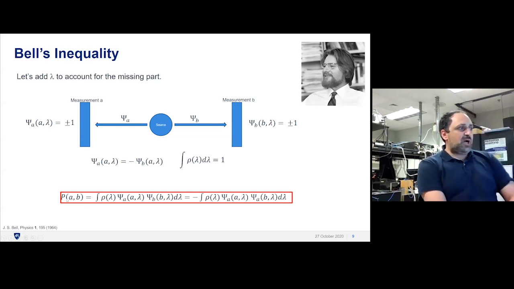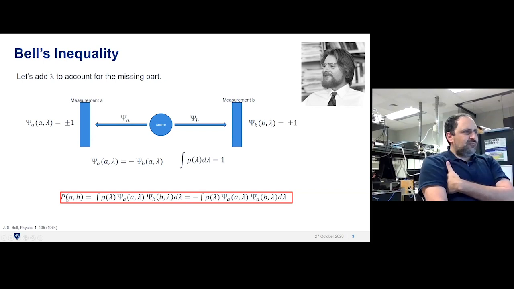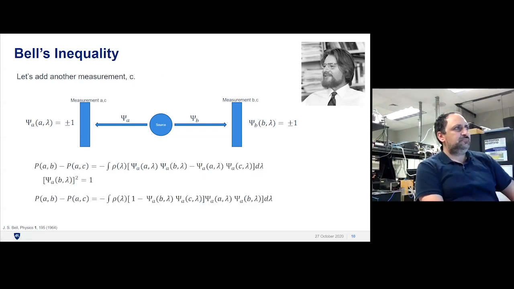So we start with the probability for the outcome of A and B. And then that's just an integral with our rho of lambda and the two wave functions. Well, we can simplify this based off of this expression, where it's now minus this whole thing, where now we have the result at A with regards to A and the result at A with regards to B. Bell's big thing was, let's add another measurement, C.